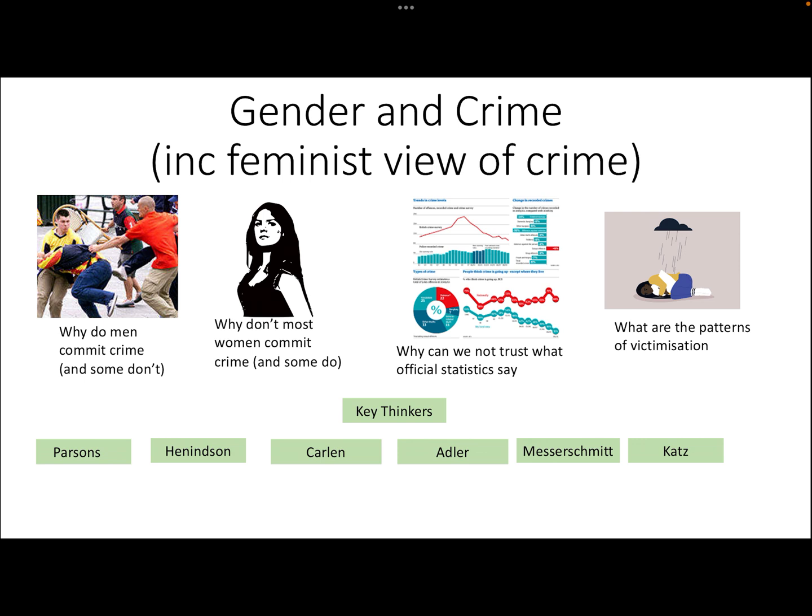As I've said before, this is a good point to pause and write down as much as you possibly know about what each of these theorists say, what you can remember about those subtopics and their explanations for the patterns of gender, crime, and of course, victimization. And then you can use the rest of this lecture to check your knowledge. And now I'm just going to jump straight in.